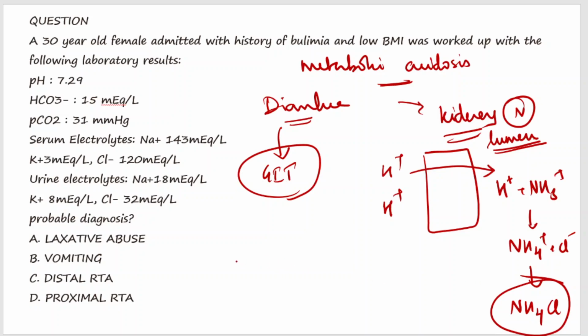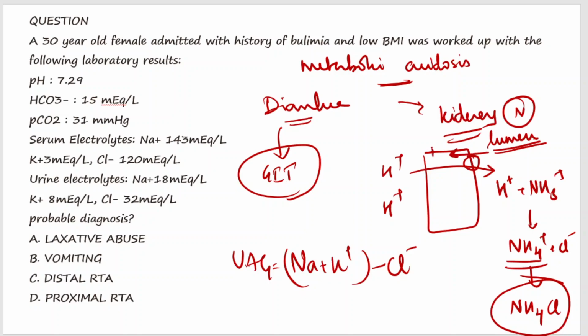Now when you see the urinary anion gap, it is sodium plus potassium minus chloride. Only these three parameters are included in the urinary anion gap. Now we have ammonium ions excreted in the urine, so this is an unmeasured cation, is it not? There is an H plus sodium exchanger, so sodium gets reabsorbed in exchange for H plus, and your unmeasured cation ammonium is increased.